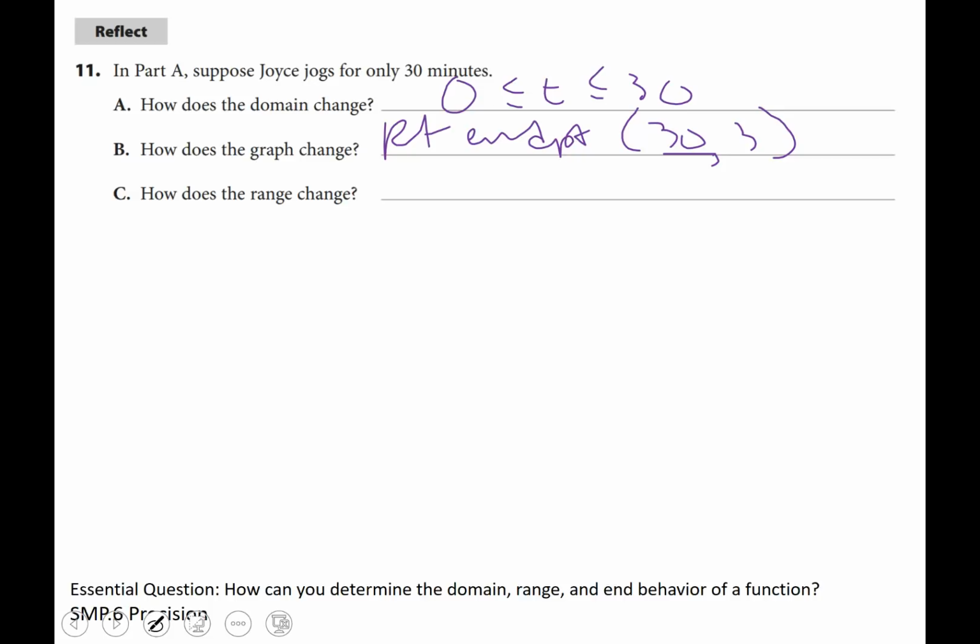How does the range change? So the range would come down, since we changed that point from a 4 to a 3, the range would come down to a 3. So the range is going to be from 0, and they used a D in that problem, to 3 for distance.